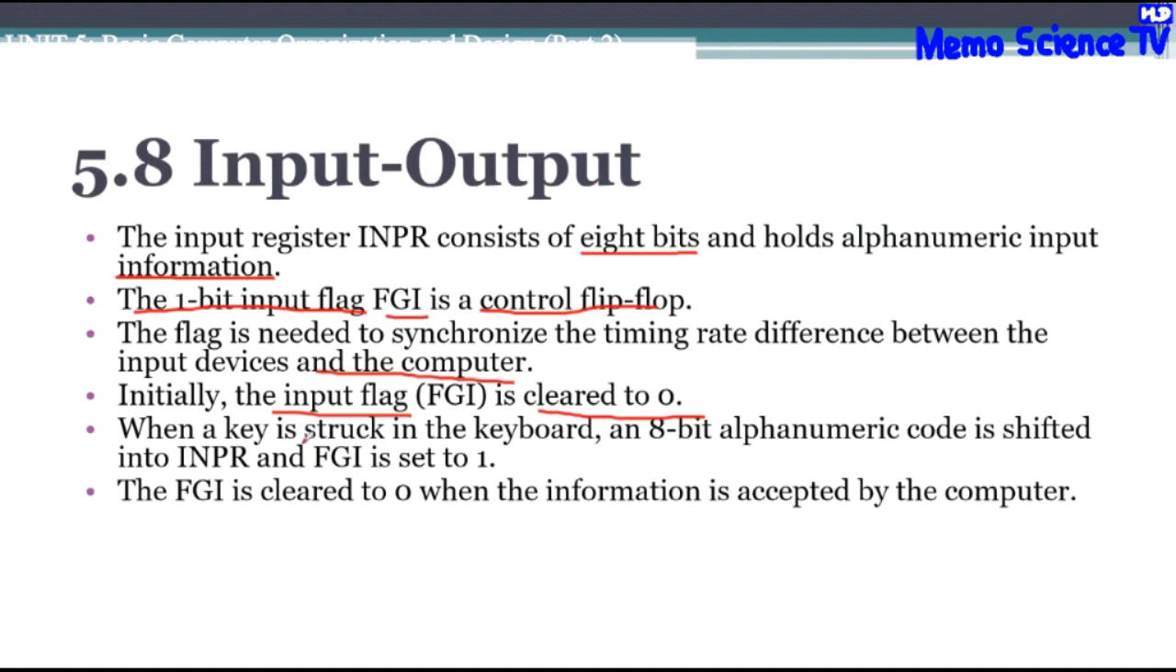When a key is struck in the keyboard, an 8-bit alphanumeric code is shifted into the input register and the input flag FGI is set to 1.